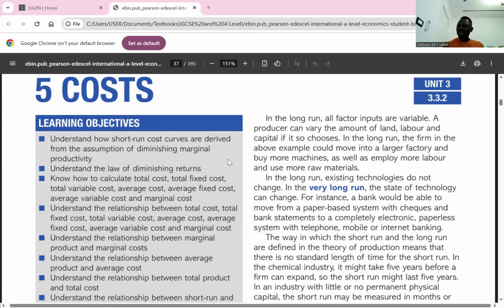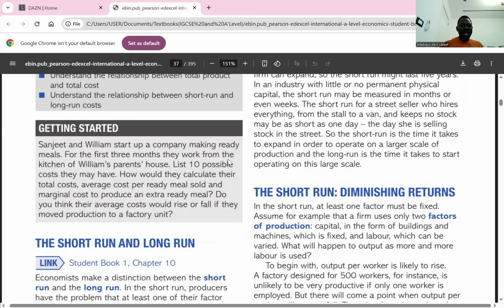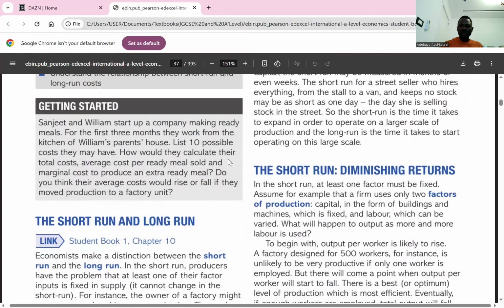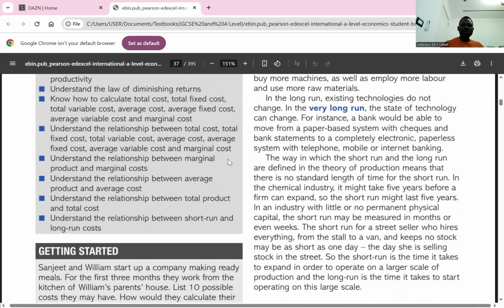So that means there's always going to be what? A constraint on how much we can produce in the short run. Do you understand the short run here? Yes, great. Then in the long run, why do we call it the long run? We call it the long run because all factors become variable.